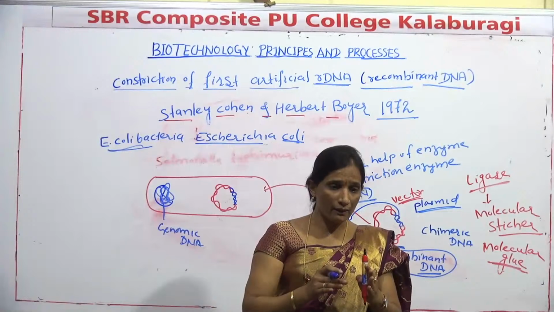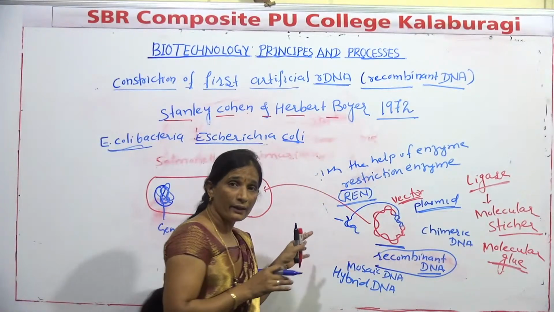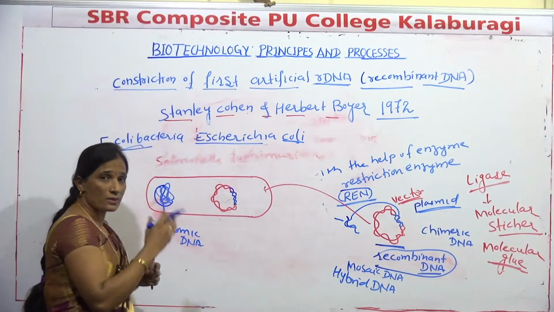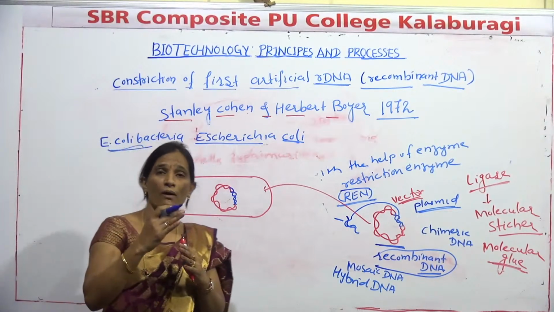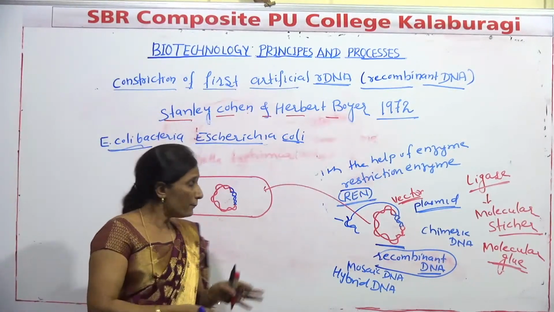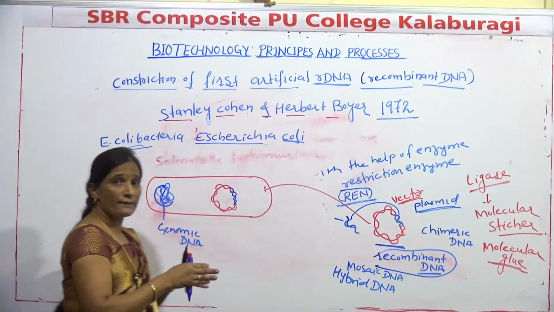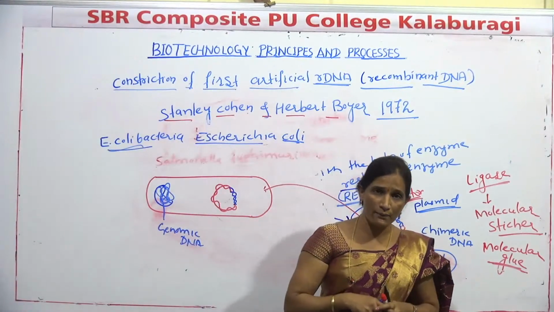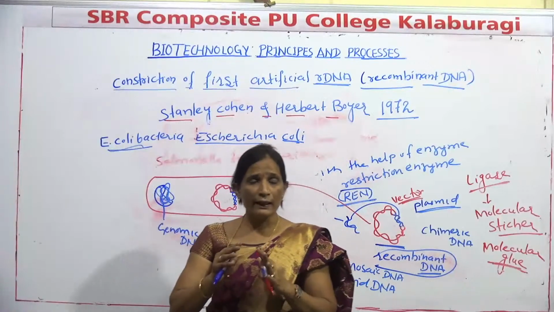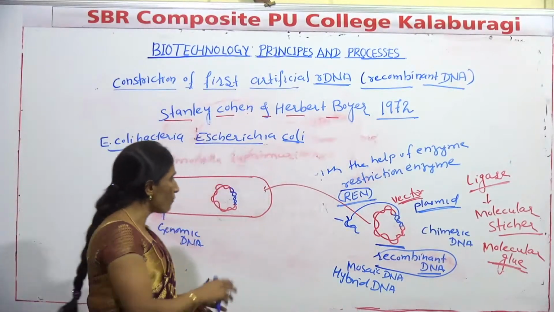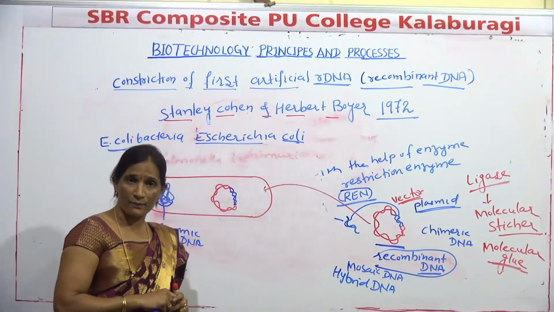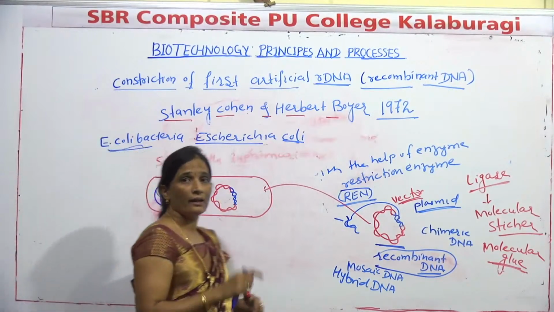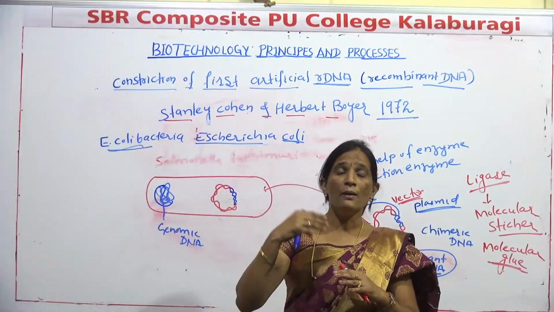Here, this recombinant DNA is using this new host cell and it is going to what? Multiply. Because E. coli bacteria is a close relative of what? Salmonella typhimurium. Is it clear? So this recombinant DNA is going to multiply.